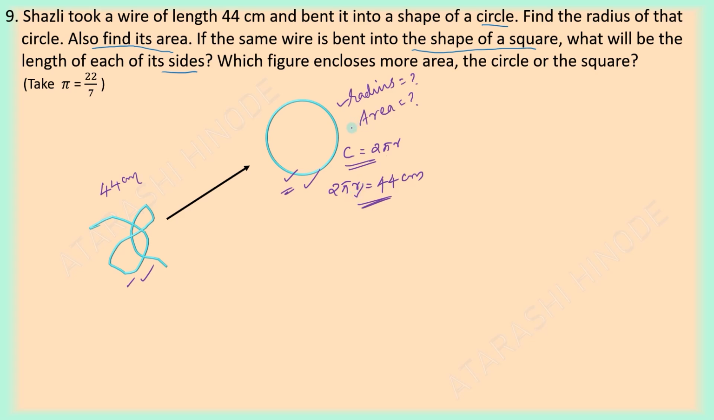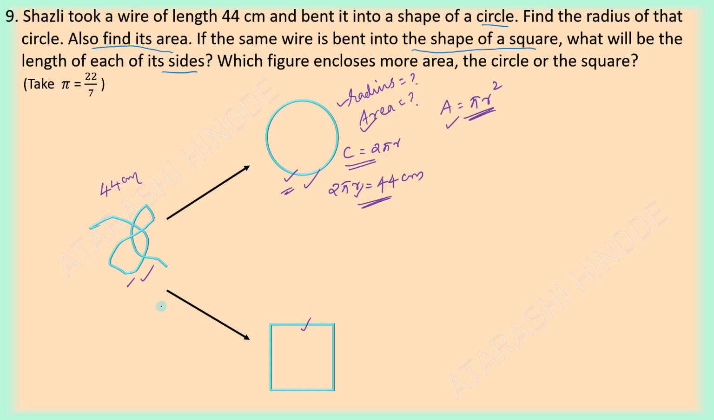Next we have to find the area also. Already we know the formula for finding the area of a circle. It is pi r square. Doing this we can find the area of this circle. According to the question, Shazli again bends the same wire into the shape of a square like this. Here we have to find the length of each of its sides.